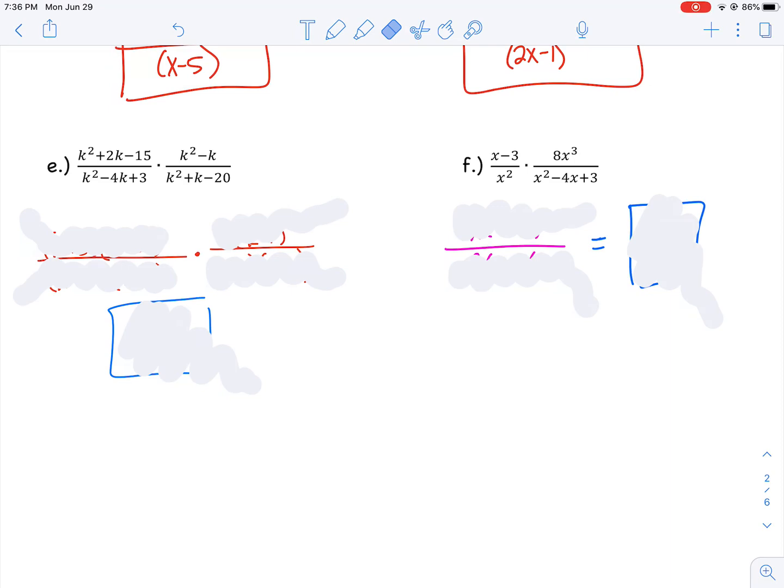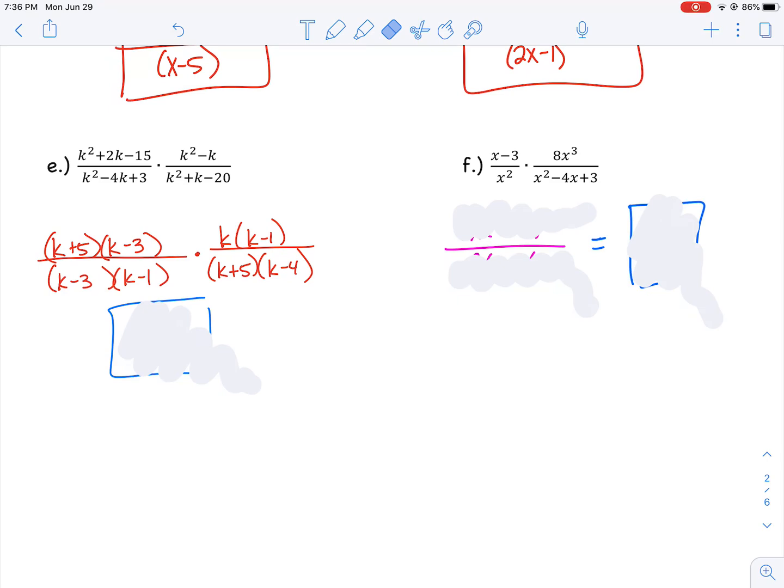All right, on the left fraction, it looks like the numerator is a basic factor, so I factored it into a k plus 5 and a k minus 3. My denominator is a basic factor. I have a k minus 3 and a k minus 1. On my right fraction, it looks like I can GCF out a k. That leaves me with a k minus 1. And it looks like the bottom is a basic factor. I can factor it into a k plus 5 and a k minus 4.